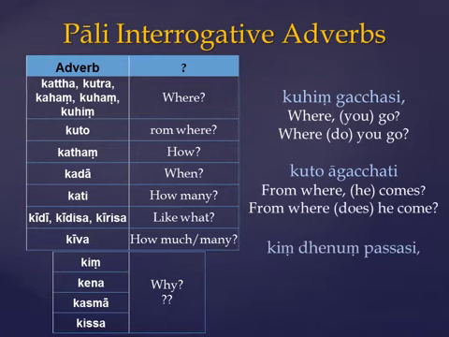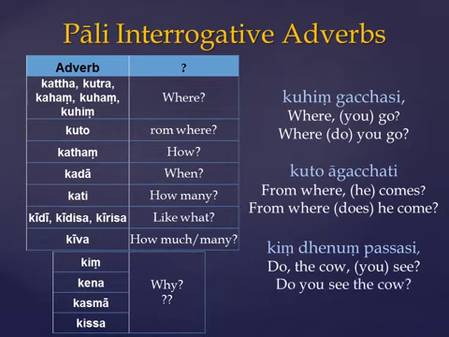King denong pasasi. Again the verb is in second person, meaning you see, and the noun cow is in accusative, so it's the object that is seen. King here just indicates that the statement is actually a question. Do you see the cow?